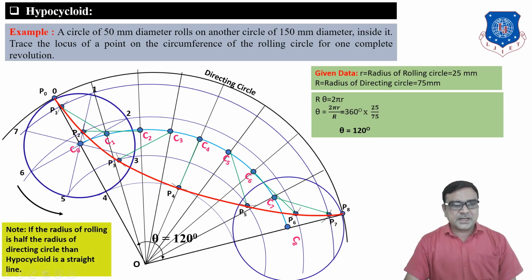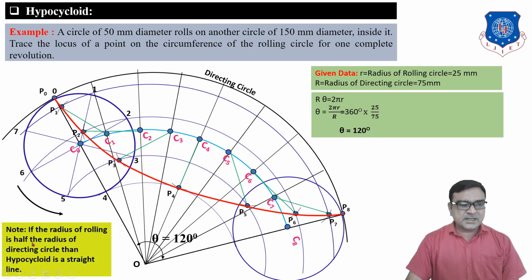Now in hypocycloid, if the radius of the rolling circle is half the radius of directing circle, then the hypocycloid will be a straight line.